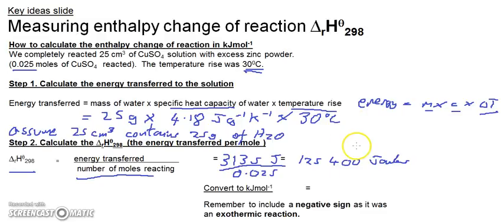First step, convert it to kilojoules, so that's 125.4 kilojoules. Give it a minus sign, because if you remember from the first slide that exothermic reactions have negative signs, and that's the value for delta H reaction.